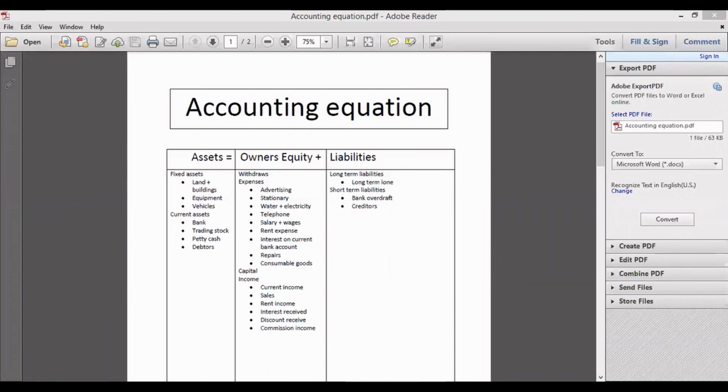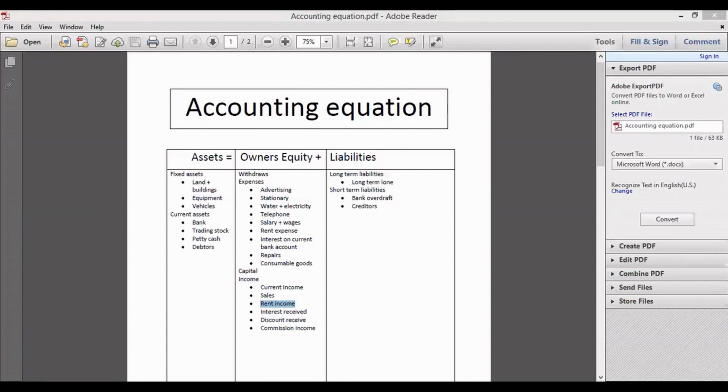The first one has been done for you, rent income. It's a type of income, and if you look at the accounting equation, you will see that all types of income fall under owner's equity or just equity. Rent income is a type of income. That's why it's equity.